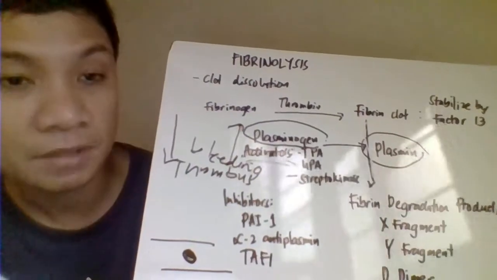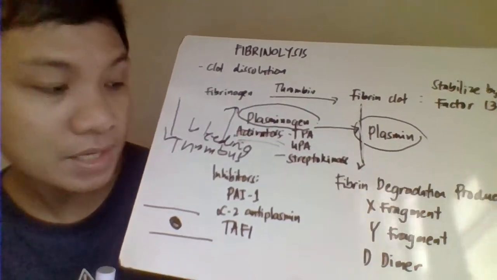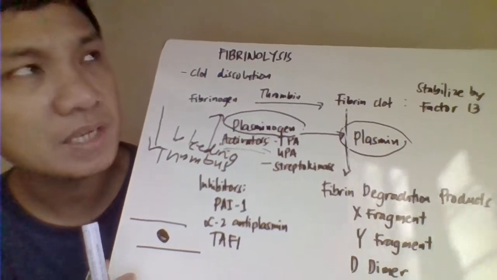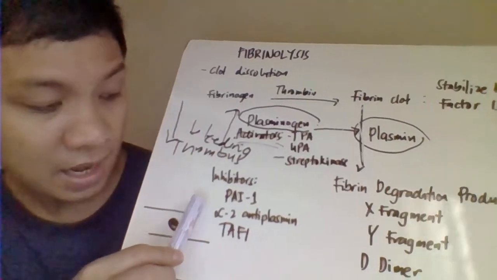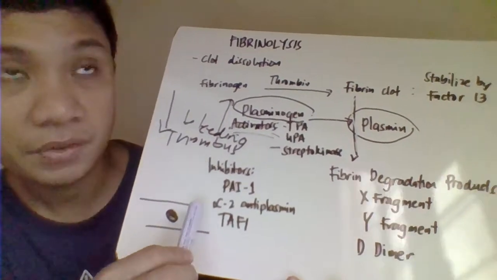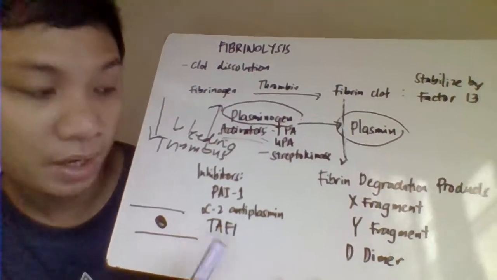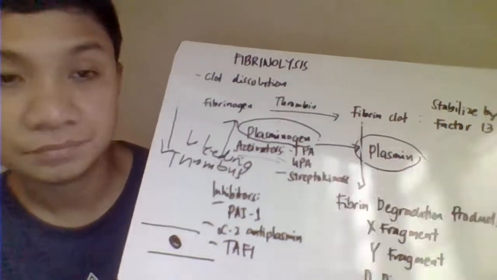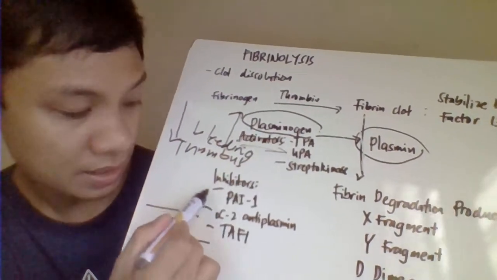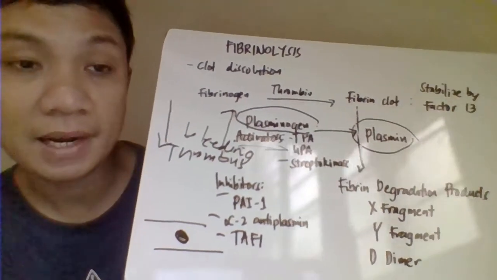Okay, thrombus formation. Then we have also the inhibitors. Inhibitors include your PAI-1, plasminogen activator inhibitor 1, alpha 2 antiplasmin, and we also have your thrombin activatable fibrinolysis inhibitor. We're going to discuss each of these. So our topic today will be discussing the different actions of the activators and also your inhibitors in helping and preventing our clot dissolution.